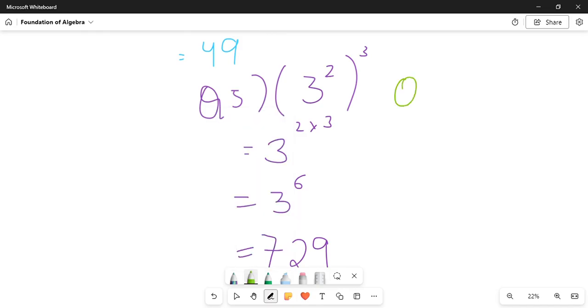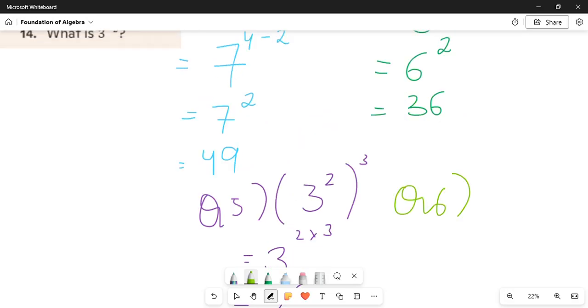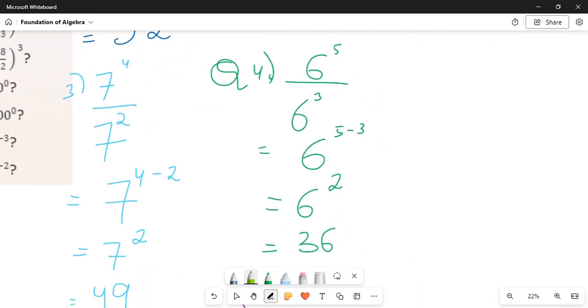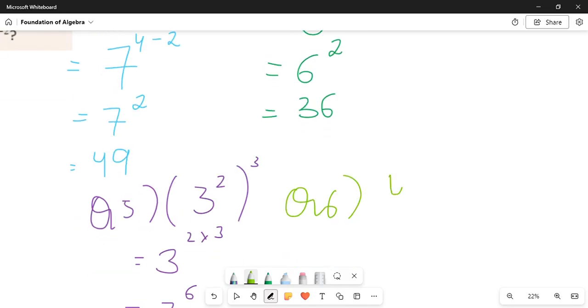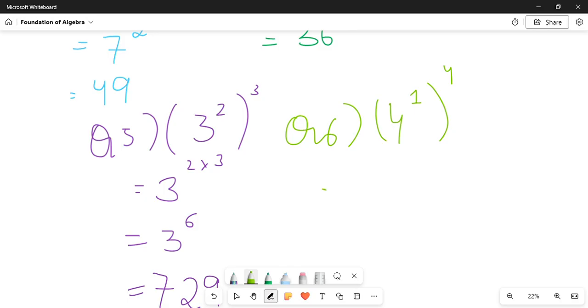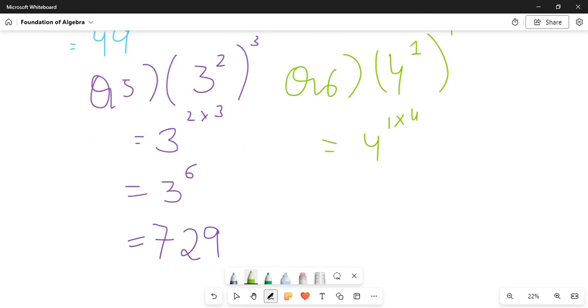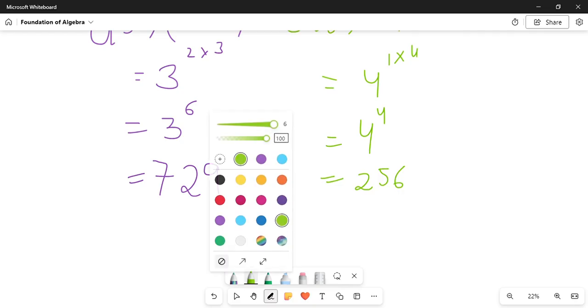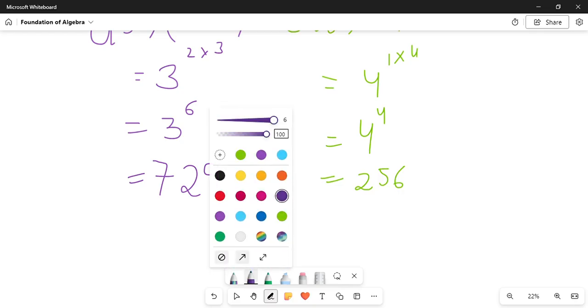Question number 6. Question number 6 is 4 to the power of 1, to the power of 4. There's a bracket, so they're being multiplied. 4 times 1, which equals 4, which equals 4 to the power of 4. 256. 256 here. Let's do the next question.